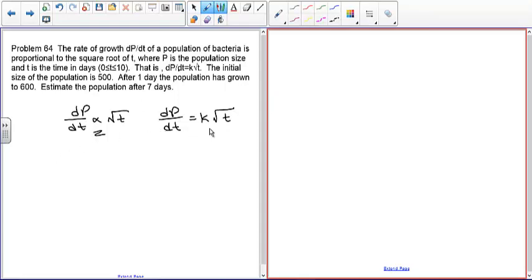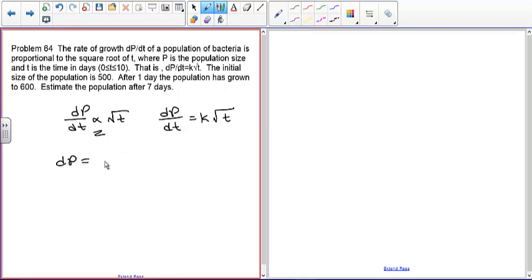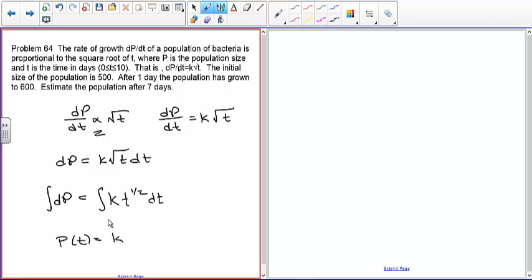Okay, so this is my differential equation. Just like before, you multiply both sides by dt, and you get that. Then you integrate both sides. I'm going to rewrite the square root of t as t to the 1/2 power. Then we integrate, so you get p of t, which is what I'm looking for. k is a constant, so I just take that outside of the integral. You add 1 to the exponent and divide by the new exponent. That's the power rule. And you add your arbitrary constant c.